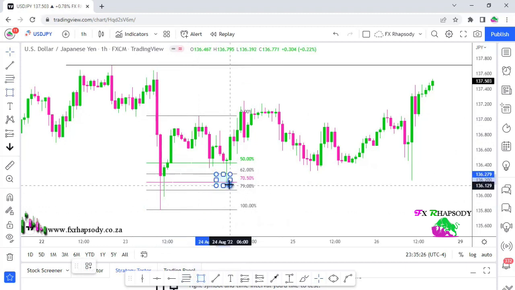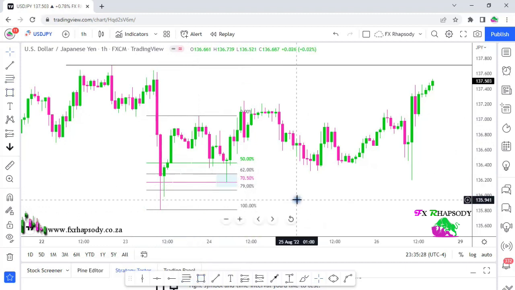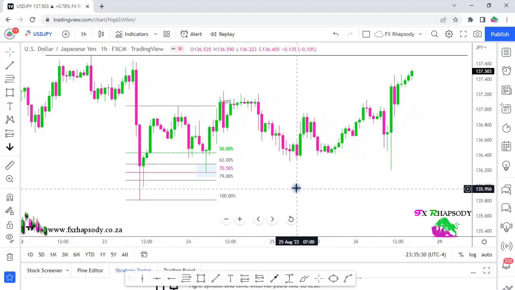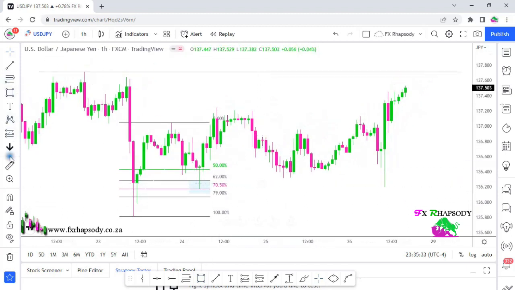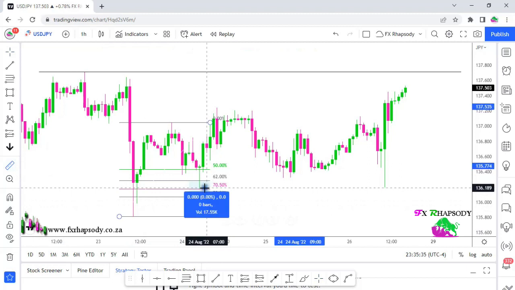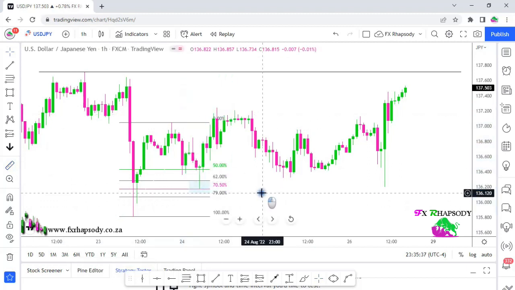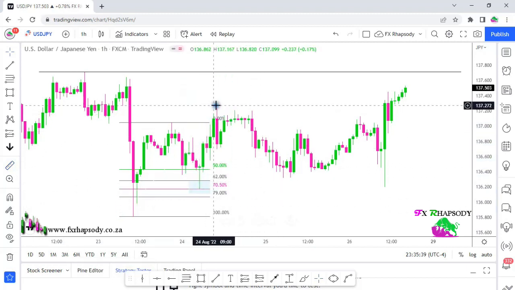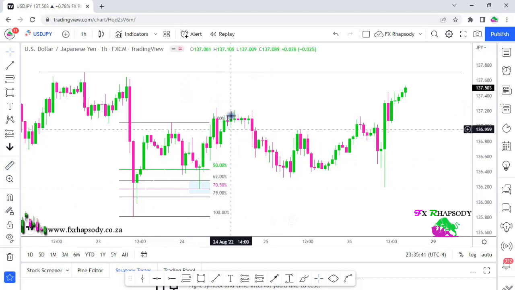Guys, this Fibonacci, do not throw it away. Start trading the Fibonacci. You'll make some pips. Okay, so look there, 100 pips up. As you can see, price going up, and then price started going down.